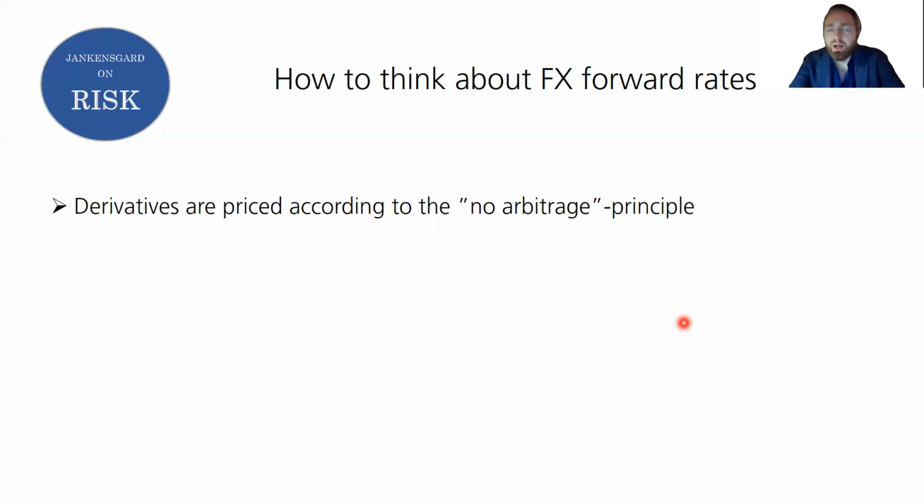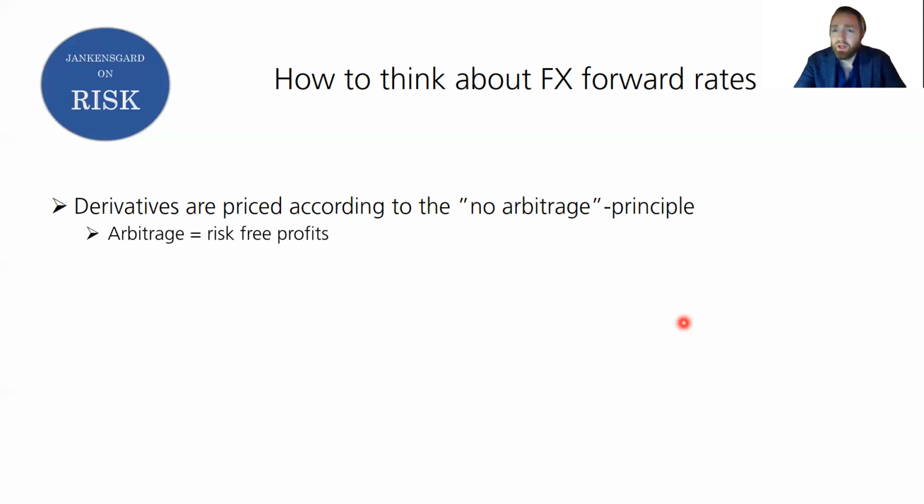So derivatives are priced typically according to the no arbitrage principle. This is the principle that underpins derivative markets. That gives us a set of principles according to which we can price these things. And arbitrage means there's risk-free profit. You can make a gain without taking any risk. You're guaranteed a certain profit, but you're not exposed to any risk. That's arbitrage, and it's not supposed to exist in these financial markets because they're efficient.